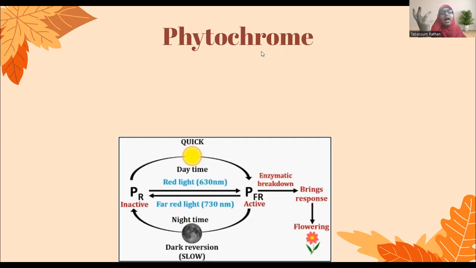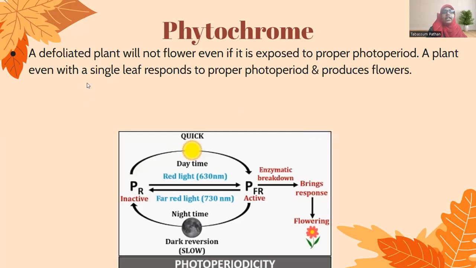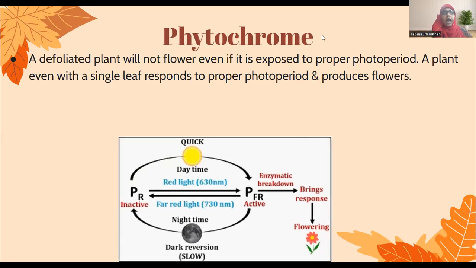So what is that thing which responds to a longer period of light or shorter periods of light? The molecule, the component which is responsible for responding to light for the plant to flower, is this phytochrome. Okay. A defoliated plant will not flower even if it is exposed to proper photoperiod. A plant even with a single leaf responds to photoperiod and produces flowers.